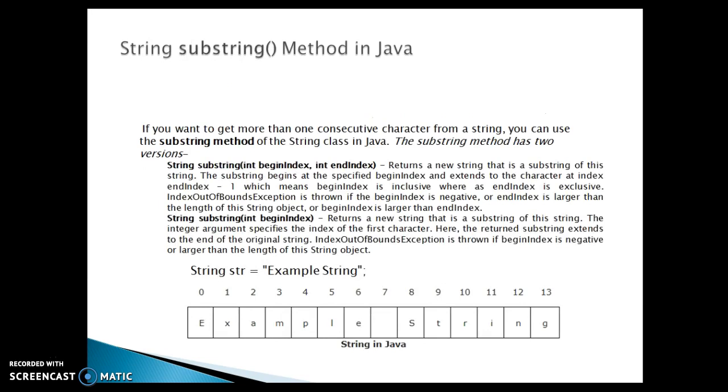Now the next method we would like to talk about is the substring method in Java, which again belongs to the string class. If you want to get more than one consecutive character from a string, you can use the substring method of the string class in Java. The substring method has two versions, or two overloaded methods.